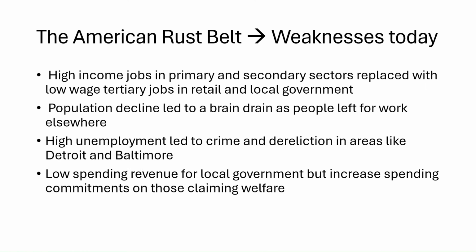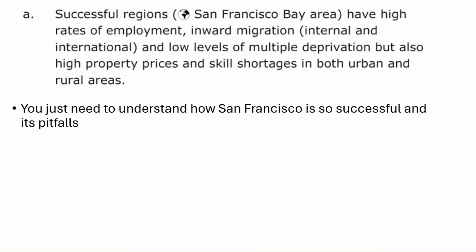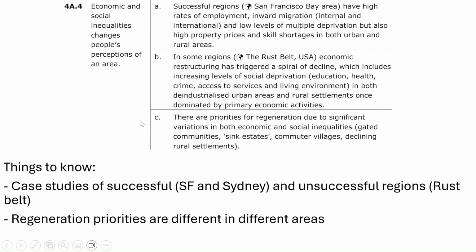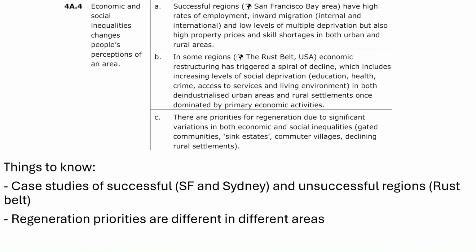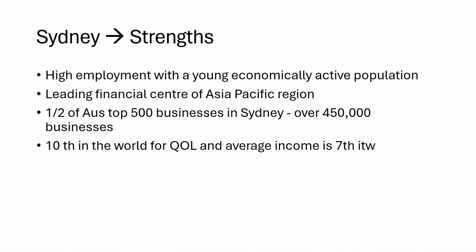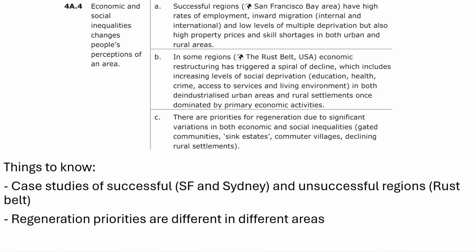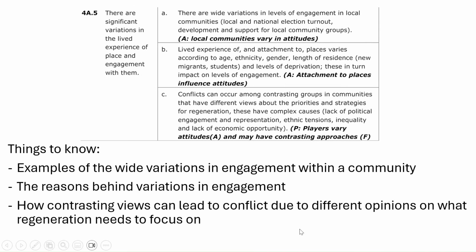But before we do that, again, guys, for this part, you just need to know what makes a successful region. And obviously, for 4A.4C, the idea that regeneration priorities are different in different areas is very simple. You just need to know that in areas with high economic growth and a high quaternary sector, such as San Francisco, the need to regenerate is less. And I guess in areas like the Rust Belt, there is a high need for regeneration, and obviously they're focusing on job creation, better social welfare, and stuff like that. So, again, guys, very wishy washy. So, yeah, let's move on to this one.